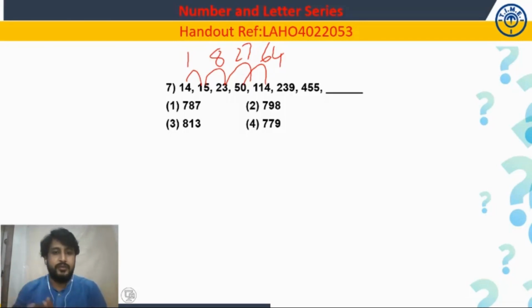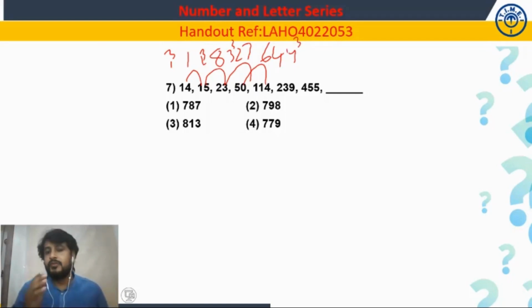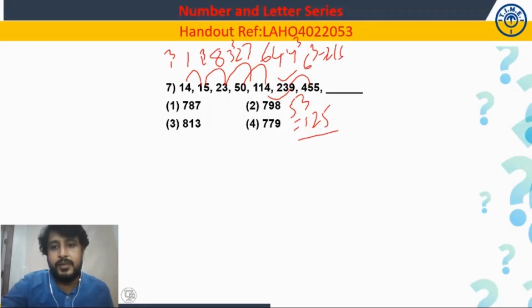1, 8, 27, 64. 1 is 1 cube. 8, 2 cube. 27, 3 cube. 64, 4 cube. What is the classification? Which classification does it come under? 1, 2, 3, 4, consecutive natural numbers. So next must be 5 cube. How much is 5 cube? 125. So 114 plus 125, perfectly 239. Now after 5 it should be 6 cube. 6 cube is 216. 239 plus 216 is perfectly 455.